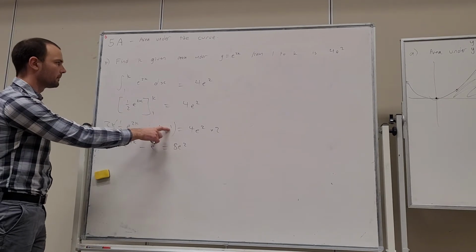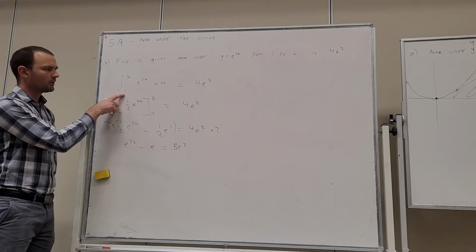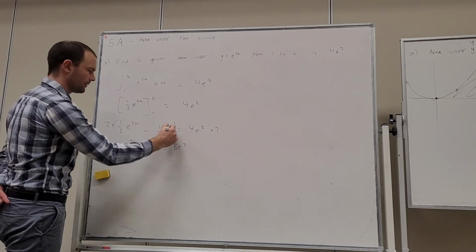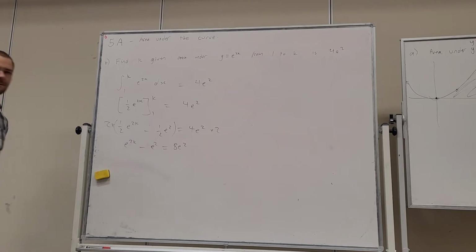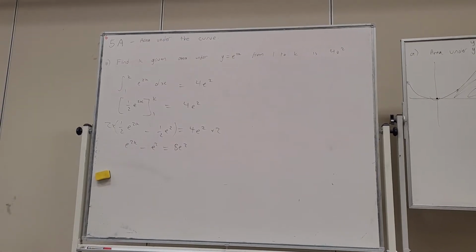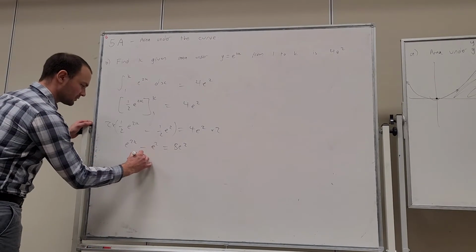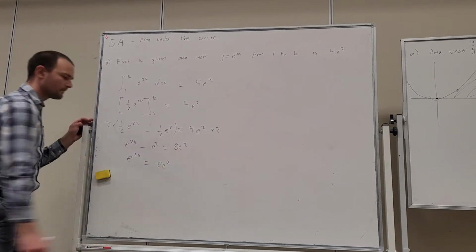Where's that? Here. The lower boundary is 1? Oh yeah, 2 times 1. Very good. Very, very good. That's a lollipop. Okay, move the e squared over the other side, so we'll have e to the 2k is 9e squared.